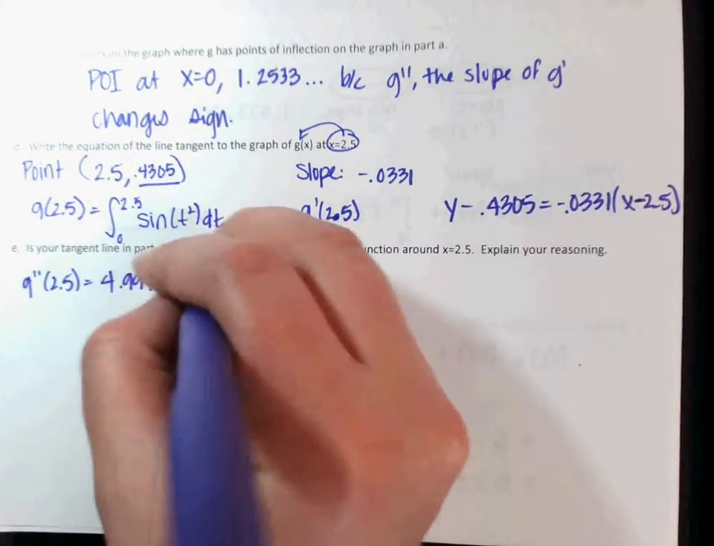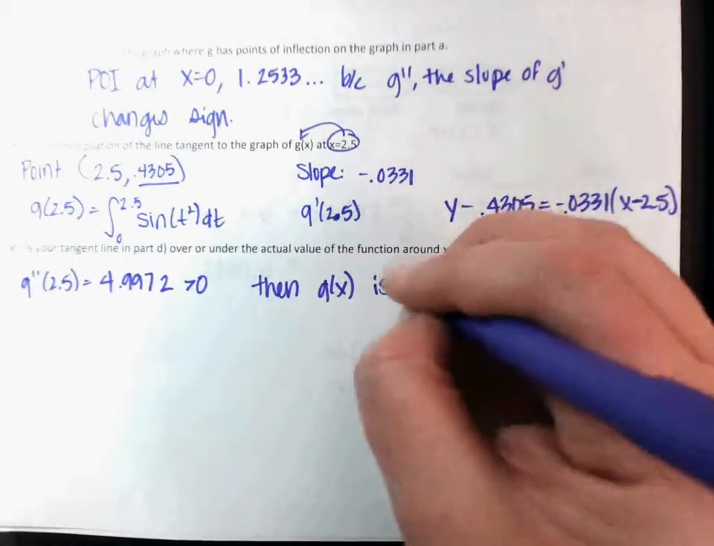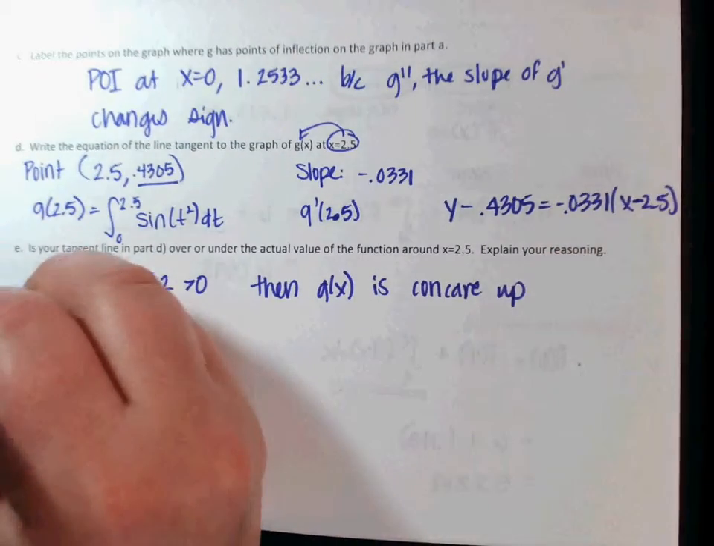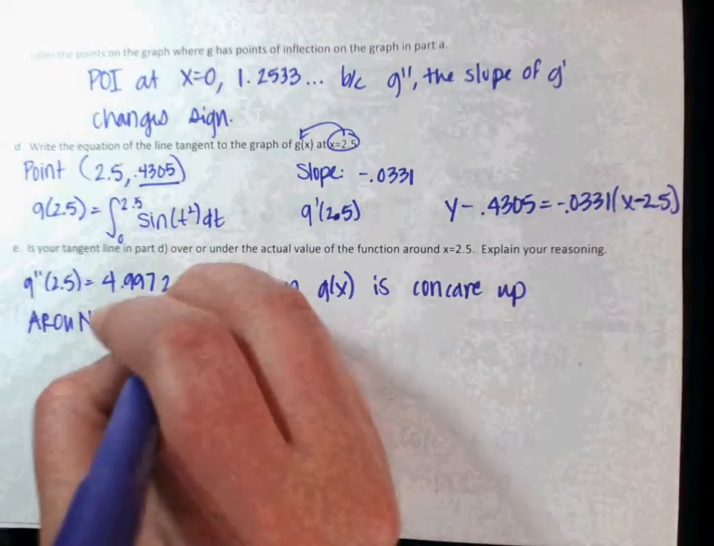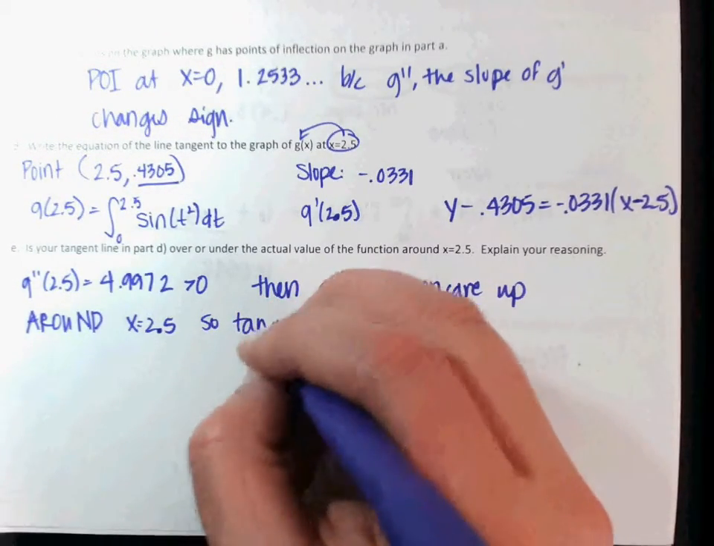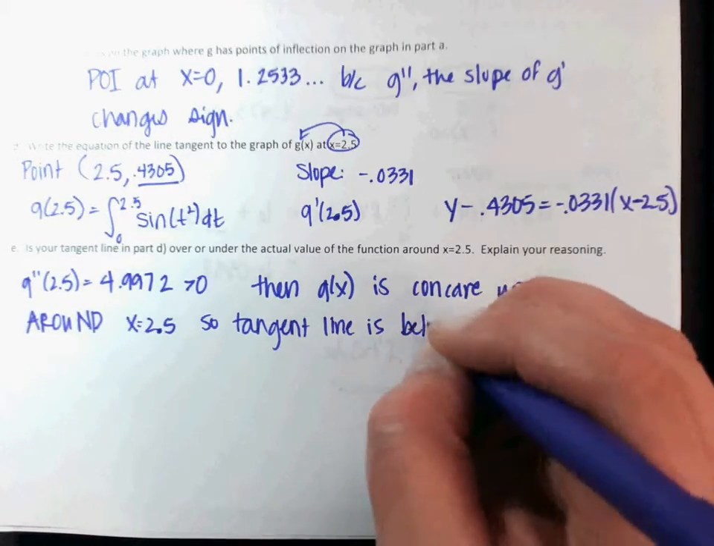Good. So I would write g double prime at 2.5 equals 4.9972 greater than 0, then g of x is concave up around x equals 2.5. So tangent line is below.